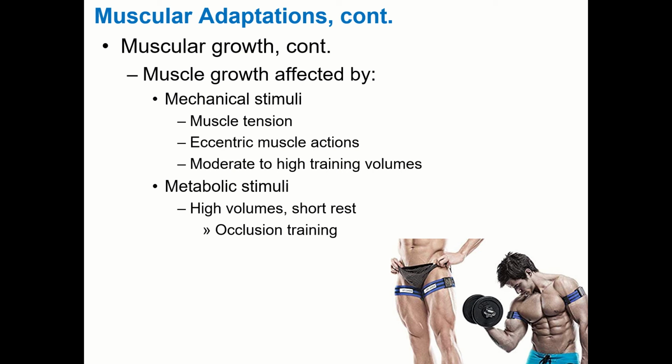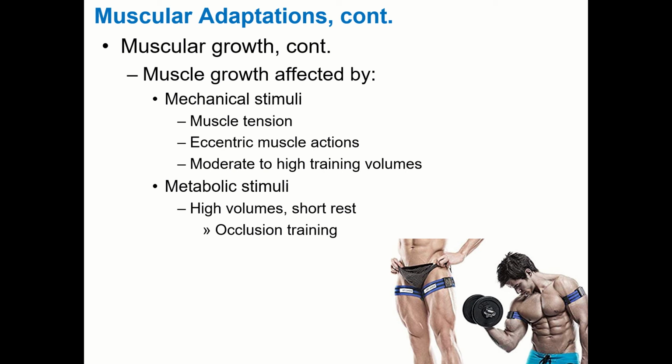And so these two guys here have different occlusion bands on. So there's obviously one for the thighs, and then there's one for the arms. And so what you do with occlusion training is you lift relatively light weights. I think like 20% of your 1 rep max is fairly standard. And you have these bands. You can use blood pressure cuffs too. Basically, you inflate the blood pressure cuff, and then you do repeated, we'll use curls for example, because that guy's doing curls. You're going to do repeated elbow flexion motions with that blood pressure cuff on.